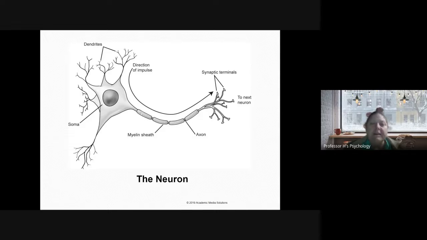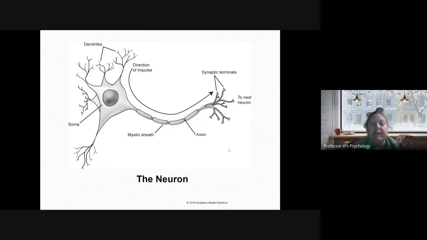With this myelin insulating, the signal just kind of hops. It hops instead of having to go all the way down. These little gaps in between the myelin are called the nodes of Ranvier. The nodes of Ranvier are where some of that potential will take place, and then it'll zip past, and then take place, and then zip past. So basically, it really speeds up that transmission of the signal.